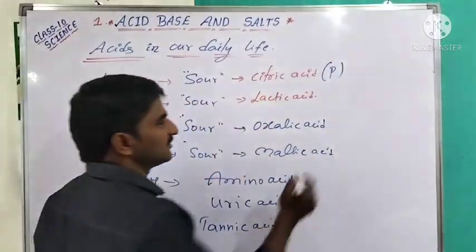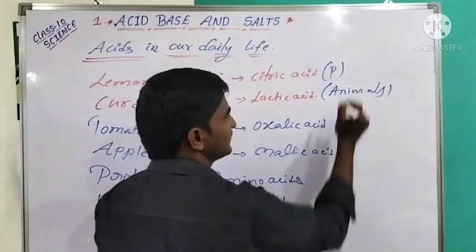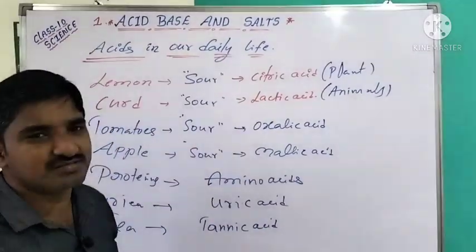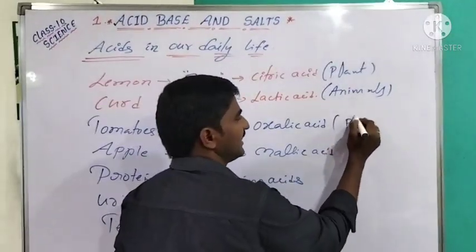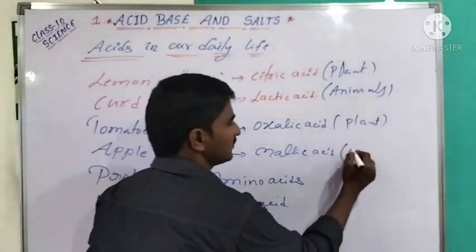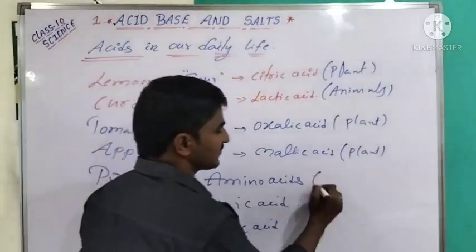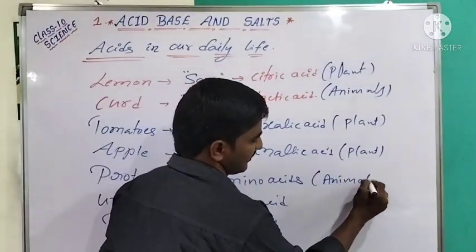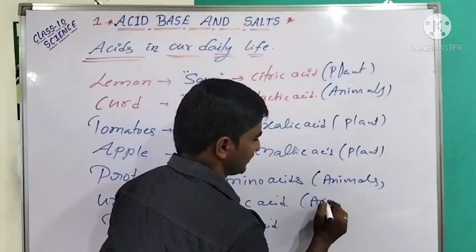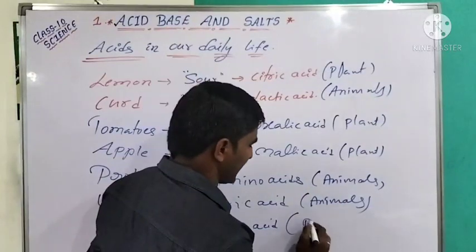Lactic acid in curd is an animal acid. Please understand, animal acids. This is a plant acid. Tomatoes are also plant acids. Apple is also a plant acid. Proteins are also animal acids. Urine is nothing but an animal acid. Tea is also a plant acid.